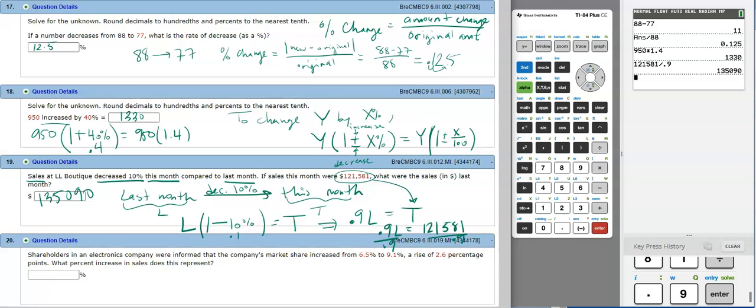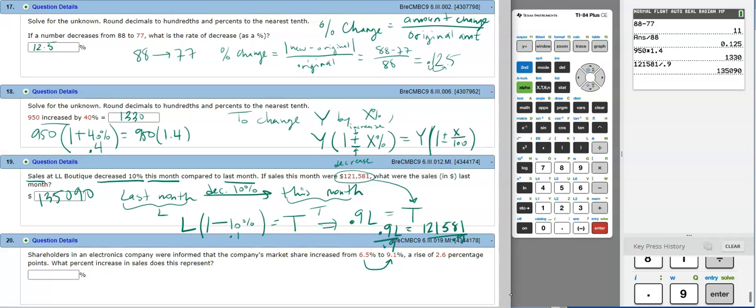And now we have, for number 20, kind of a weird question where it's talking about percentage points. Now, percentage points, it's almost like taking percents of percents, if you know what I'm talking about. How does it work? So here, shareholders are being informed that the company's market share increased from 6.5% to 9.1%. So we're trying to figure out what was the percent increase to go from 6.5 to 9.1.